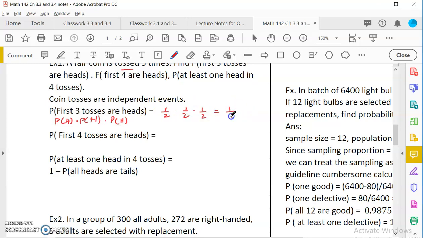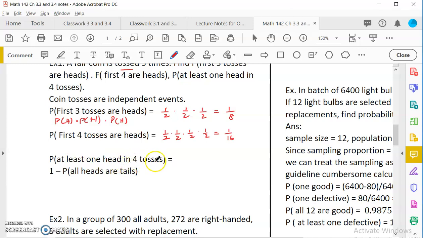So it's equal to 1/8. The probability of the first 4 tosses being heads, you can keep on multiplying. The first is heads, the second is heads, the third is heads, the fourth is also heads. So 1/16. If you want to, you can write it in decimal. But now this is a little harder.